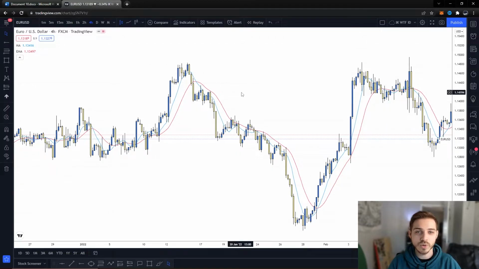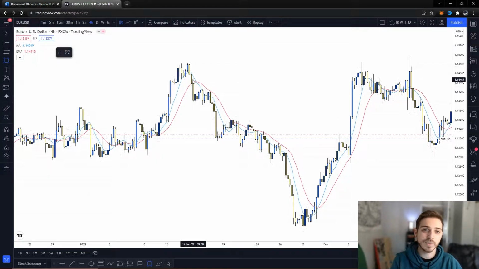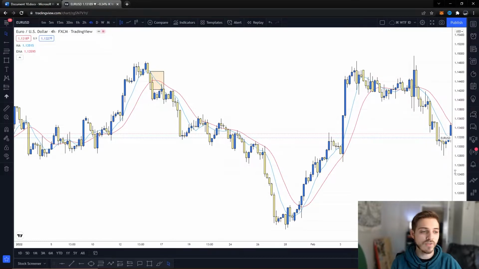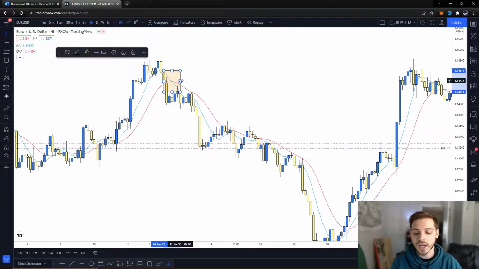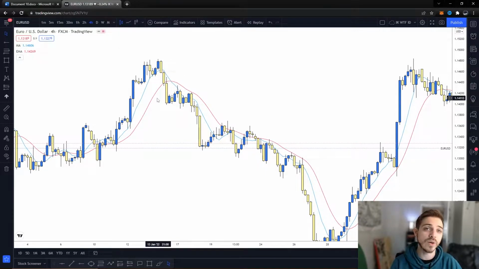The first thing that we're looking for is a cross between the red and the blue MA. It doesn't matter if one crosses above or below the other. That just typically depends on if the market is trending up or down. What we want is a cross, which we have one right here. Once we identify that cross, all we have to do is wait for the market to do one thing, and that is simply move sideways into our MAs without breaking above them.